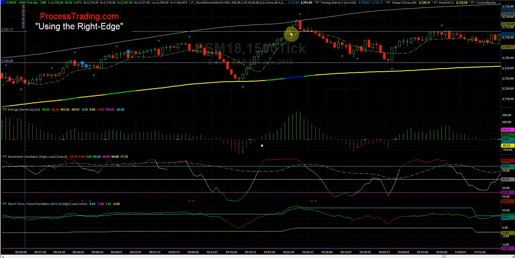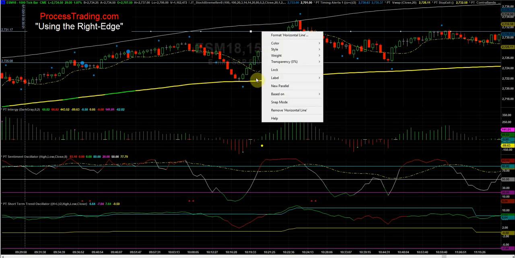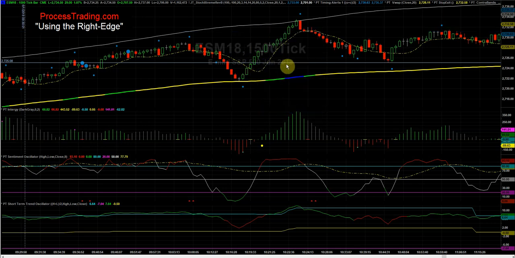Now, again, as you get better at using the system and interpreting the system and have a feel for the system, you very well could have exited up here when this touched the line. So let me take these horizontal lines off now, and we'll talk about the next and the last trade. That is the contrarian trade right here.